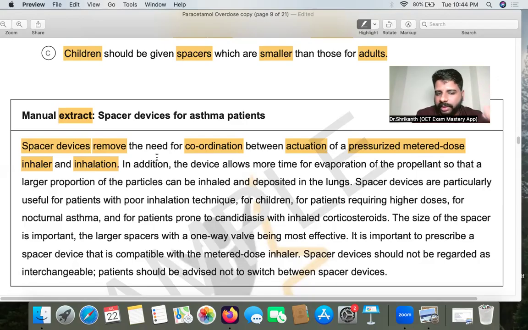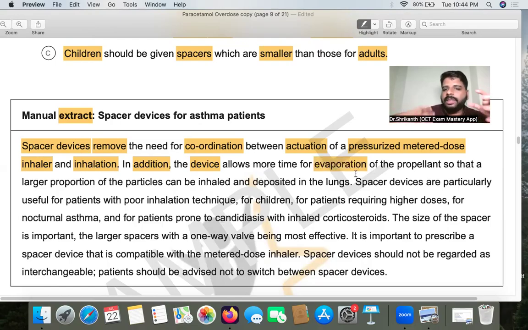Okay, so now let's come to the second sentence. In addition, the device allows more time for evaporation. So they're talking about the benefits. This is benefit number 1: there is no need for coordination between inhalation and activation of the inhaler. Now, what is the second benefit over here? The additional benefit. The second benefit is the device allows more time for evaporation.